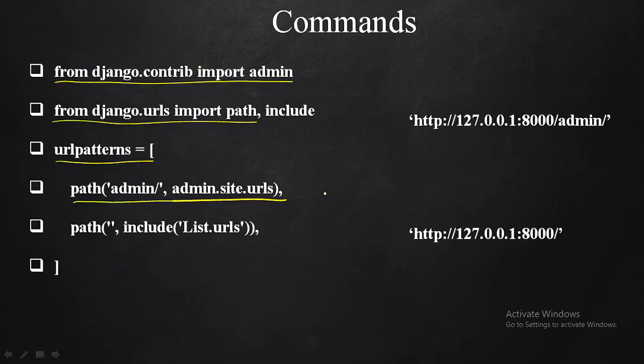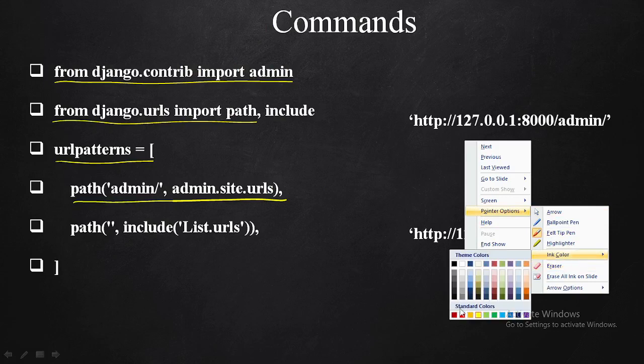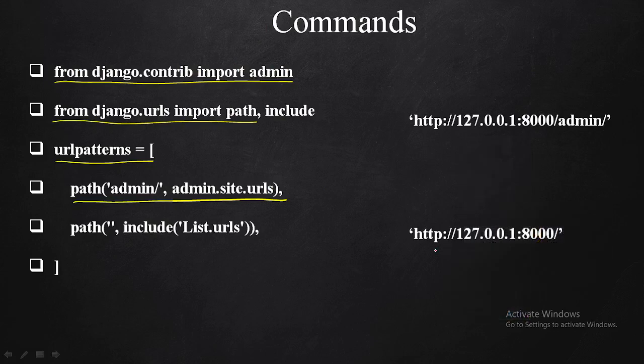Now we have to add 2 things in that file. As per our project, we have to add 2 things. Which are those 2 things? This one, comma include. This we have to add as per our app. We have created an app. So comma include, and path empty string include list.urls. These 2 things we have to add in that particular file. So this is step number 5.